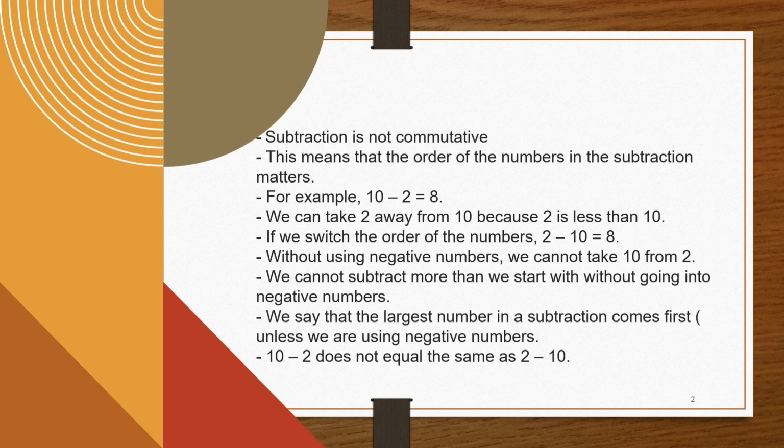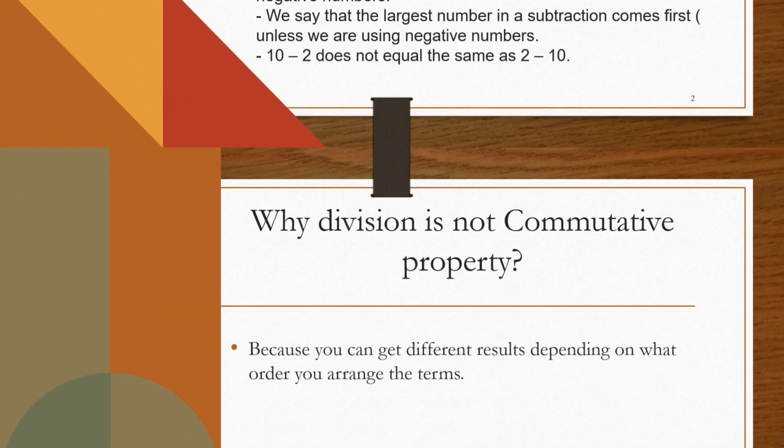If we switch the order of the numbers, 2 minus 10 does not equal 8. Without using negative numbers, we cannot take 10 from 2. We cannot subtract more than we start with without going into negative numbers. We see that the largest number in the subtraction comes first. Unless we are using negative numbers, 10 minus 2 does not equal the same as 2 minus 10.